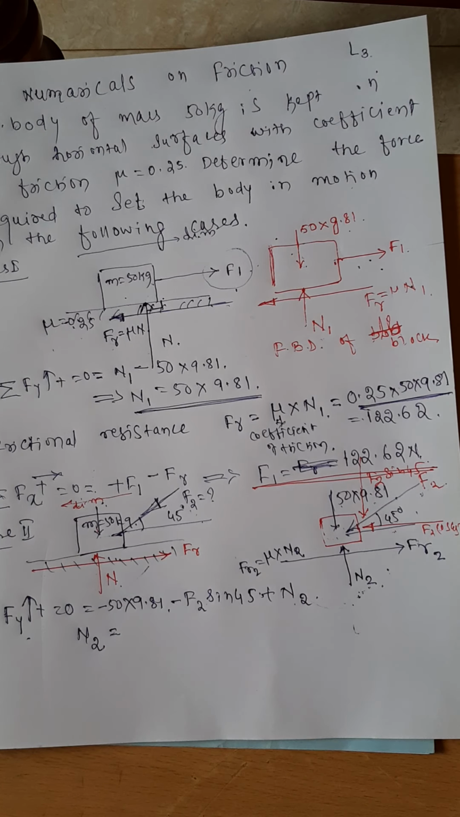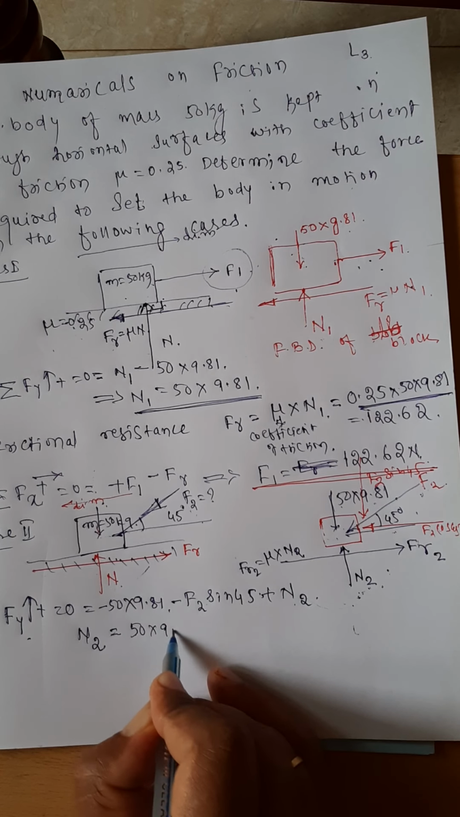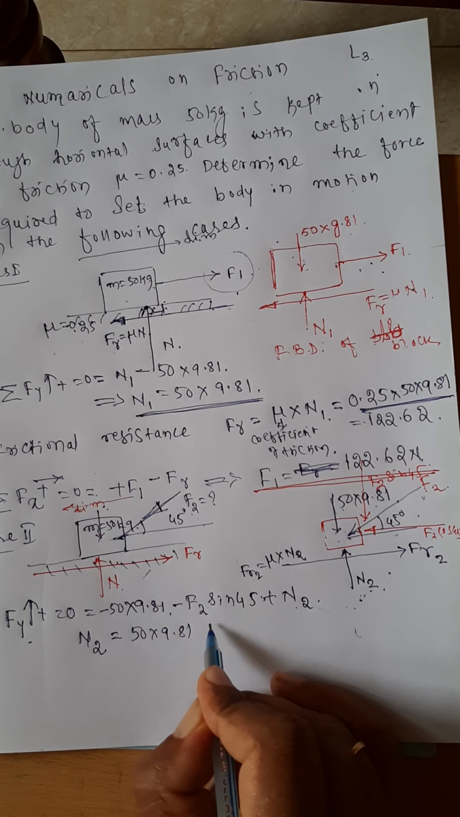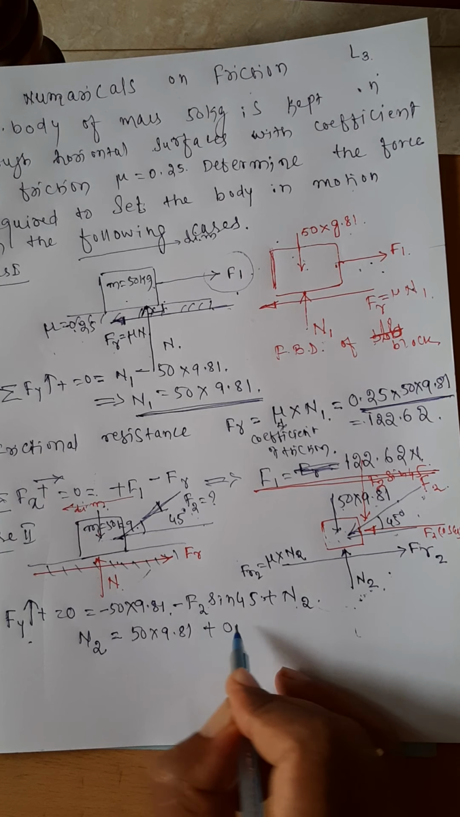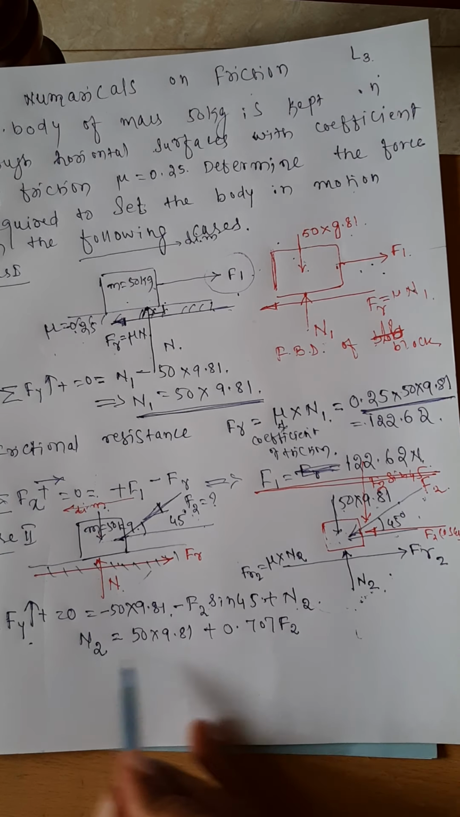Yes, these two are negative. They will go on the other side. N2 equals 50 into 9.81 plus 0.707 F2. You got the value of N2.